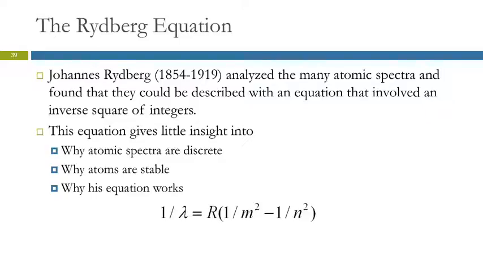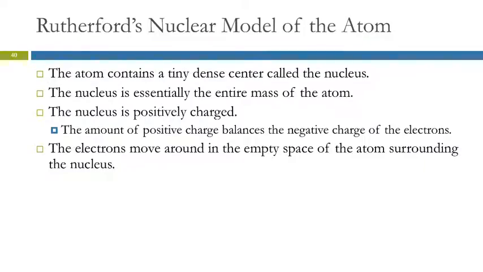This is nice, but it's not really that helpful, right? It doesn't explain anything. It just says, okay, we could predict where the lines are. Awesome. We didn't really want to do that, but whatever. It doesn't explain why the atomic spectra are discrete, individual lines. Doesn't explain why atoms are stable. Doesn't even explain why the equation works. Just, okay, we've got an equation to describe what's going on.